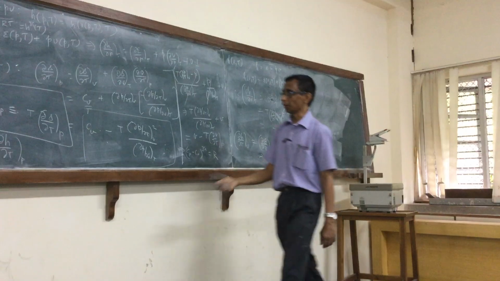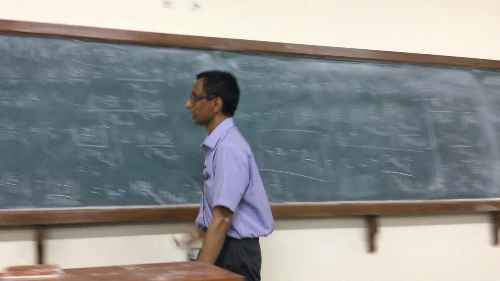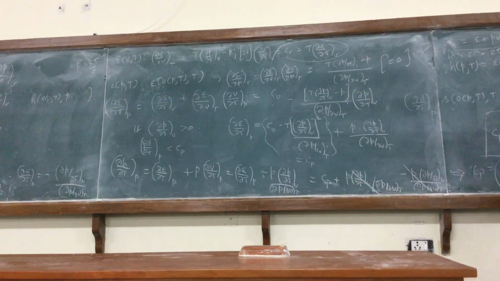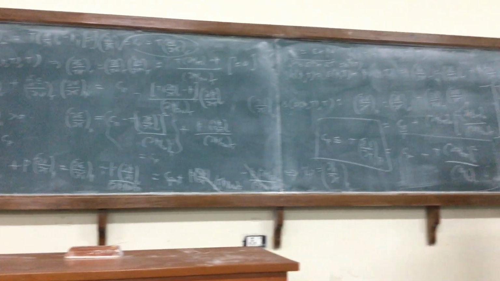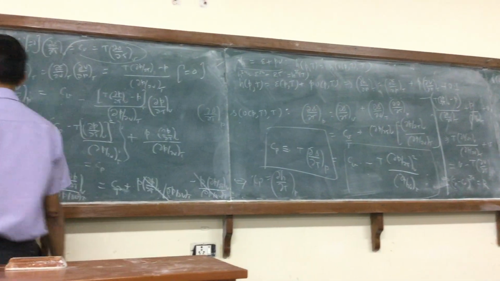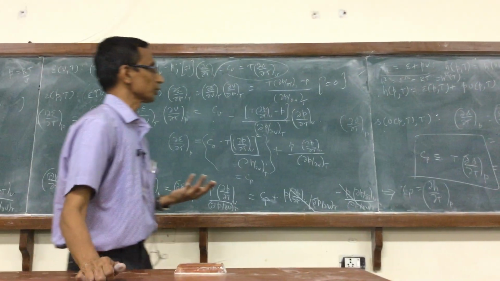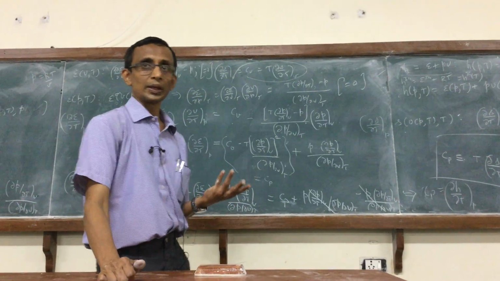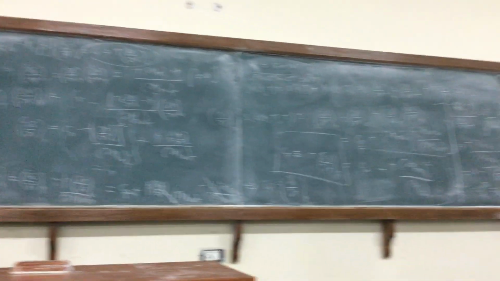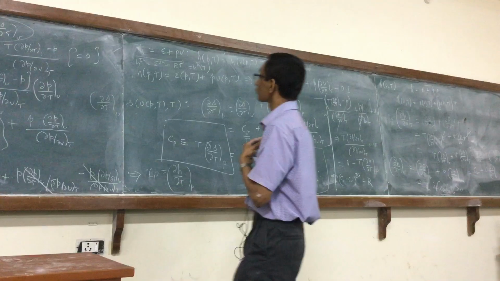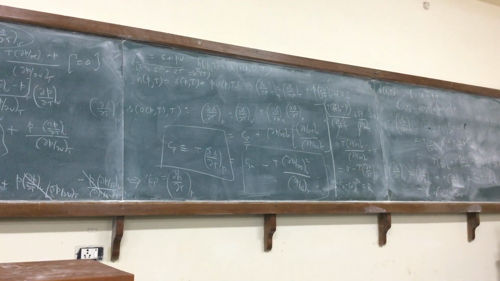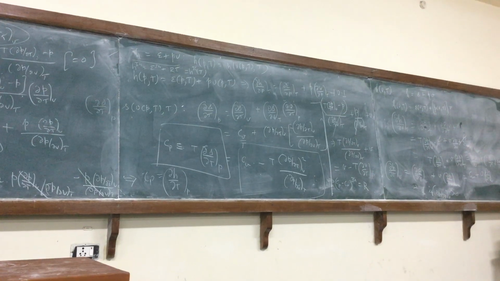Similarly, you should be able to verify that dH by dV at constant temperature must also vanish for the ideal gas. I'm not able to locate that, but you should be able to easily verify it from the general expression for dH by dV at constant temperature, where we have it.